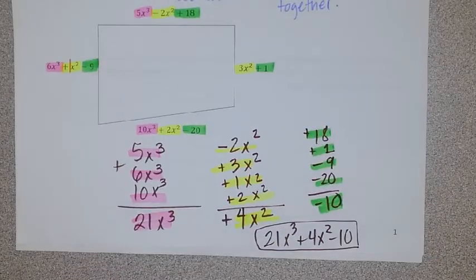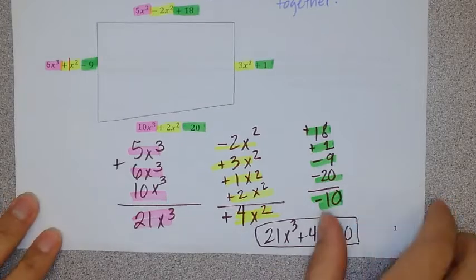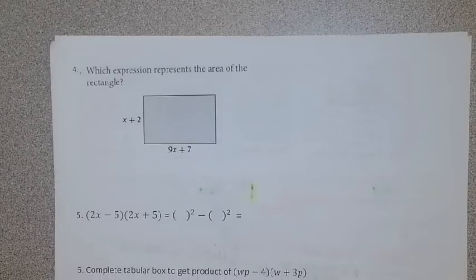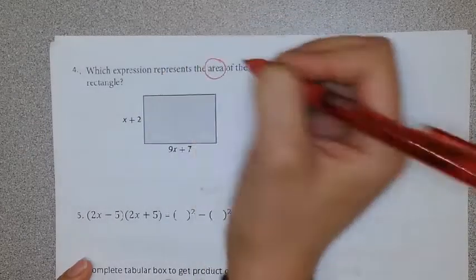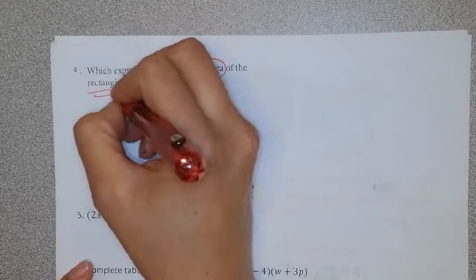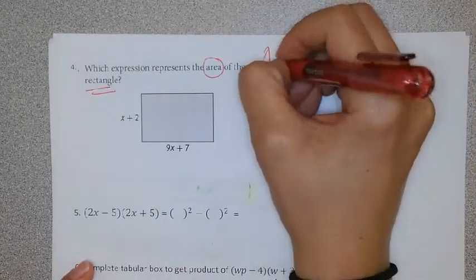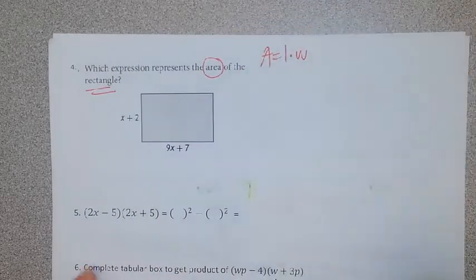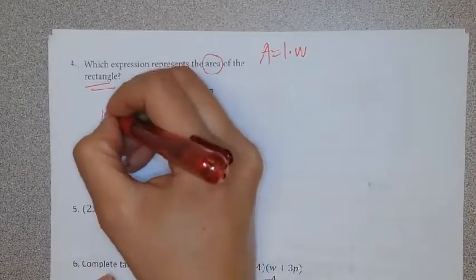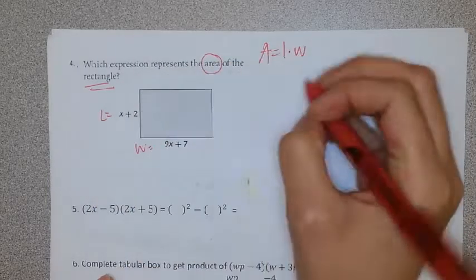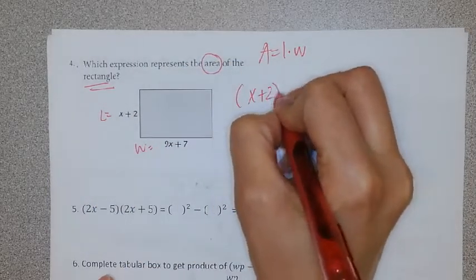Okay? This was like your do-now problem today. On the next page, it asks me which expression represents the area of the rectangle. So here my keyword is area, and obviously rectangle. So when I have the area of a rectangle, it will be length times width. So this is length, this is width. So I'm going to have to multiply those two together.